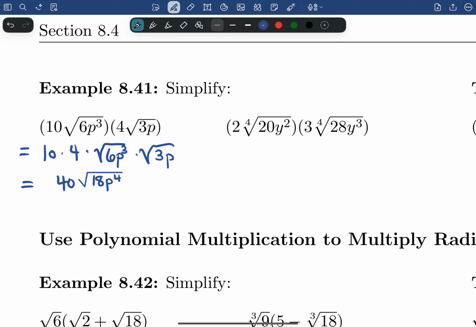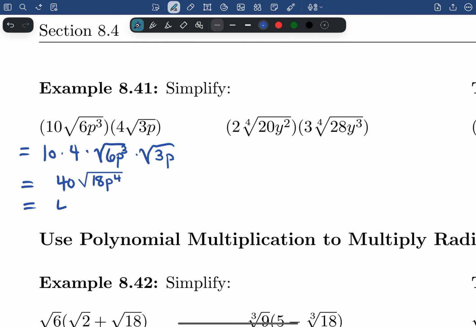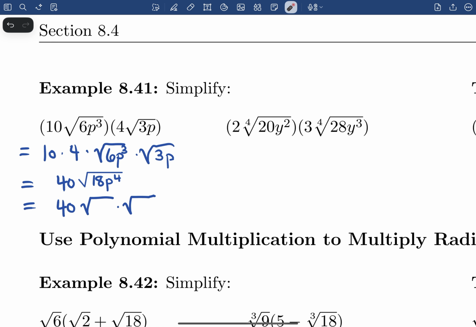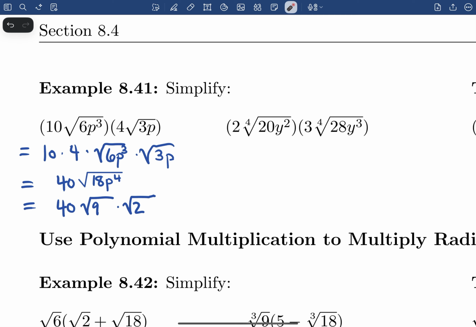And at this point, I'm going to use the product property of radicals again, breaking the radical that I have into two separate radicals. One will have all the perfect squares, and one will have the leftovers. Okay, so 18 is a multiple of a perfect square, 9. 9 times 2 is 18, right? So 9 is a perfect square, and if I multiply it by 2, it gives me 18.